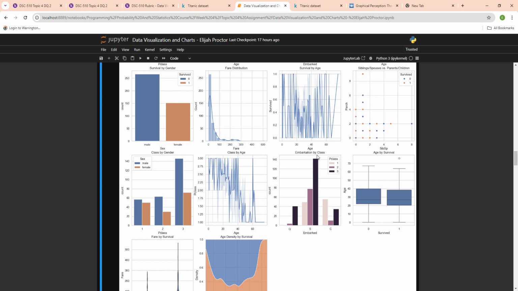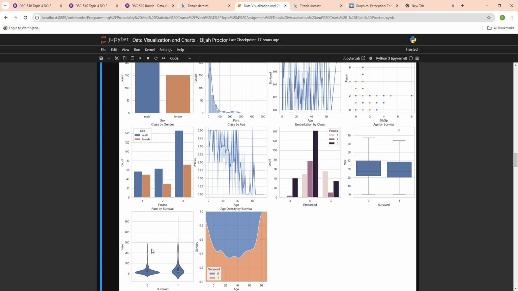We have our embarkation by class bar chart, which shows that a lot of the people who were in third class come from the Southampton area. And we have our box plot for the age by survival, which shows that there wasn't really a relation: whether or not people survived or died didn't really have to do with their age, because they're pretty consistent on both sides.